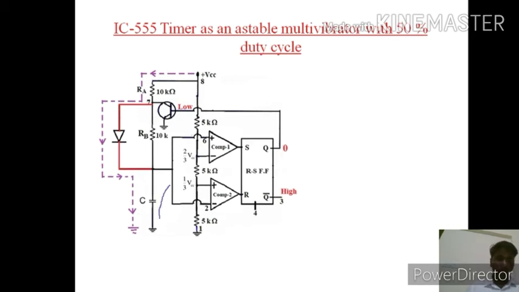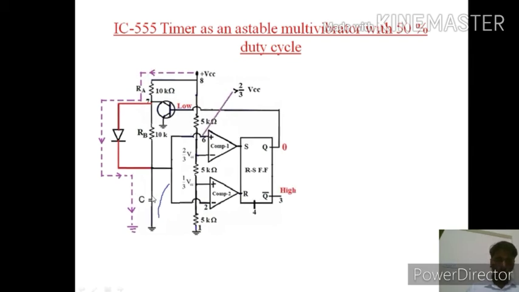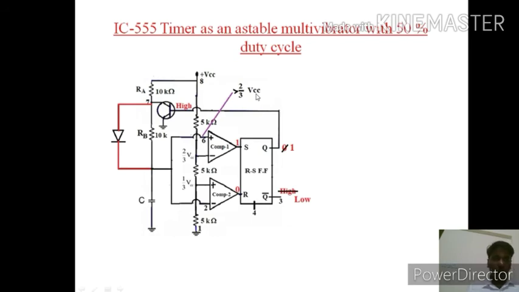When the capacitor charges, the voltage across the capacitor increases exponentially. As soon as the voltage across the capacitor, and hence the voltage at pin number 6, becomes slightly greater than 2 VCC by 3, the upper comparator gives high output, R becomes 1, Q becomes 1. At the same time the lower comparator gives low output, Q bar becomes low. Since Q becomes 1, the base of the transistor now becomes high.